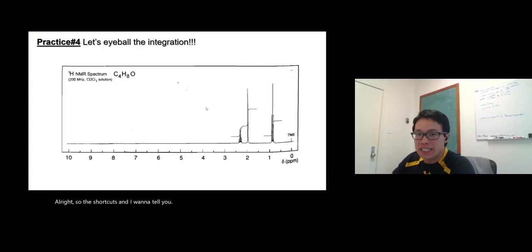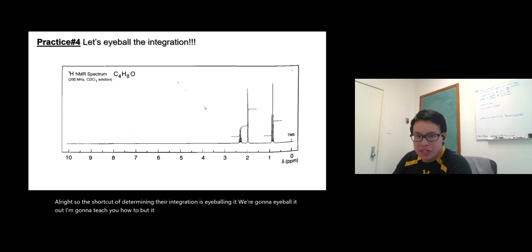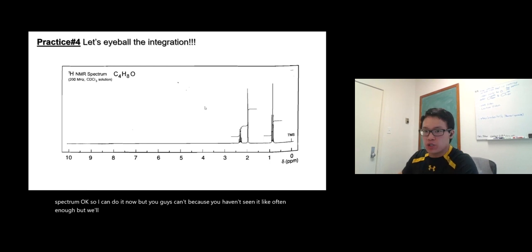All right, so the shortcut to determining the integration is eyeballing it. We're going to eyeball it, and I'm going to teach you how to. But it depends on how familiar you are with the spectrum. I can do it now, but you can't yet because you haven't seen it often enough. But we'll try. I'll just introduce this to you.